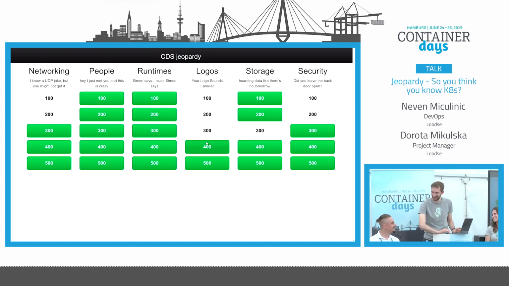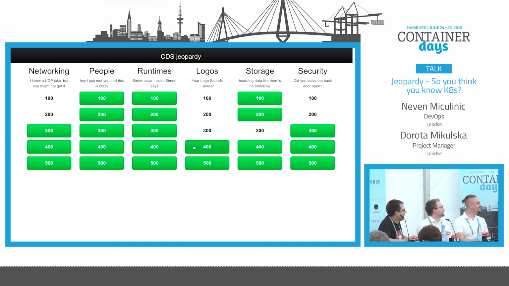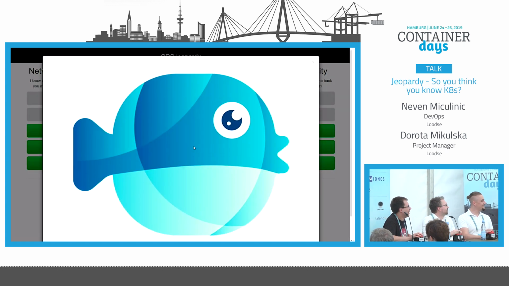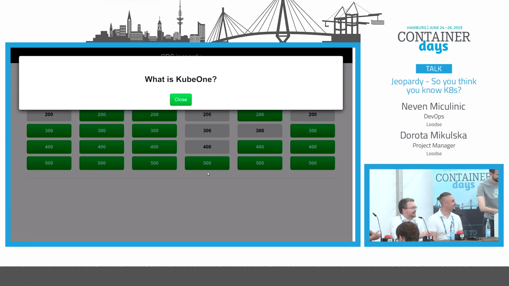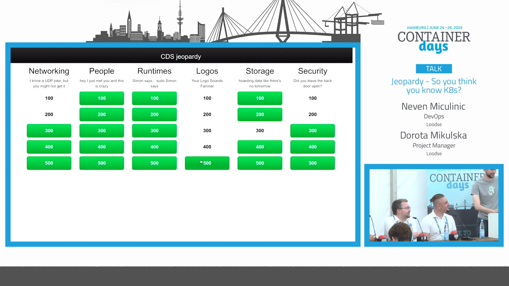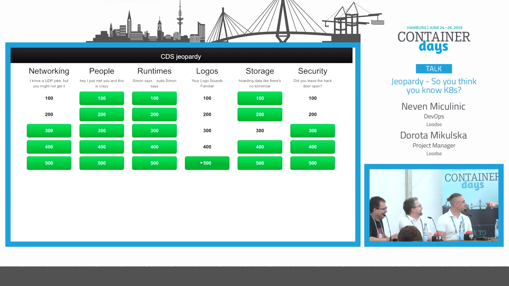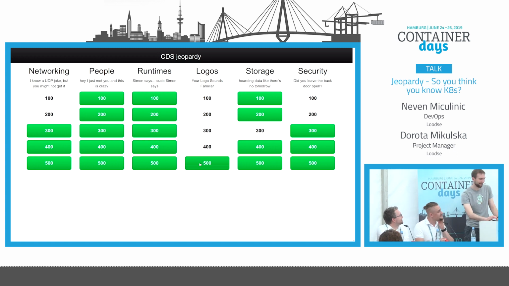So what do you want to do now? Well, should I just go for Logos 400? Sure, be ready. What is Cube 1? Well done. It kind of feels like a shameless plug. We're sorry, not sorry. Okay, let's go for Runtimes 100.